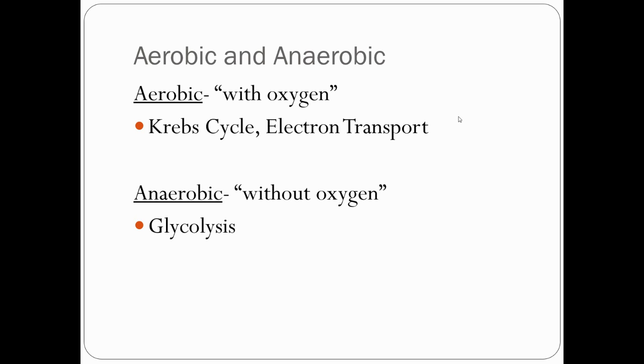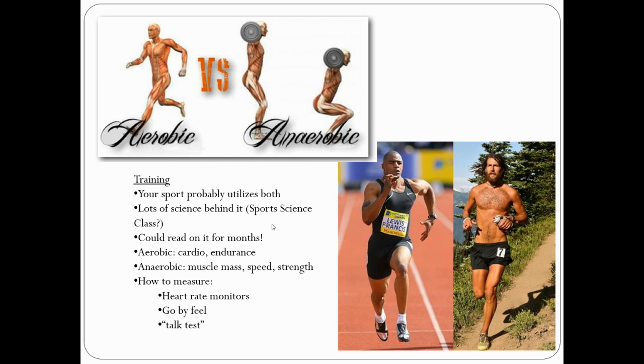In science, aerobic means with oxygen, anaerobic means without. So we know out of these three cycles, two of them deal with oxygen, and so they're called aerobic components. And anaerobic means without, and so glycolysis happens really without oxygen. What does this mean for us? As we get into this a little further, these are the connections I want to make with you.